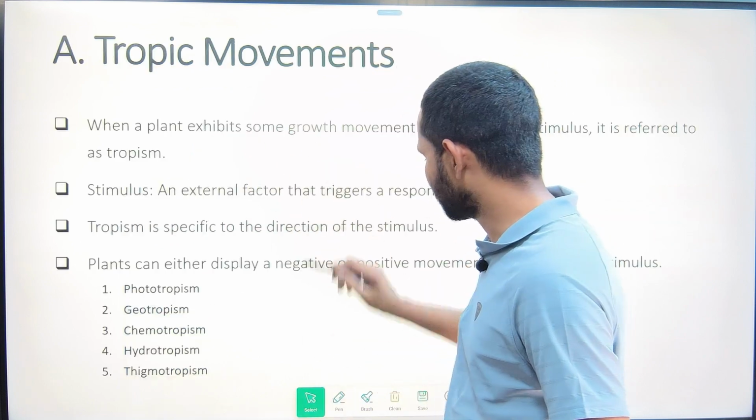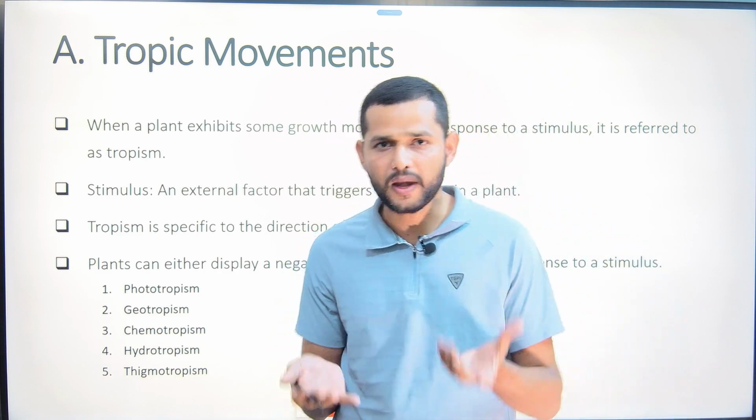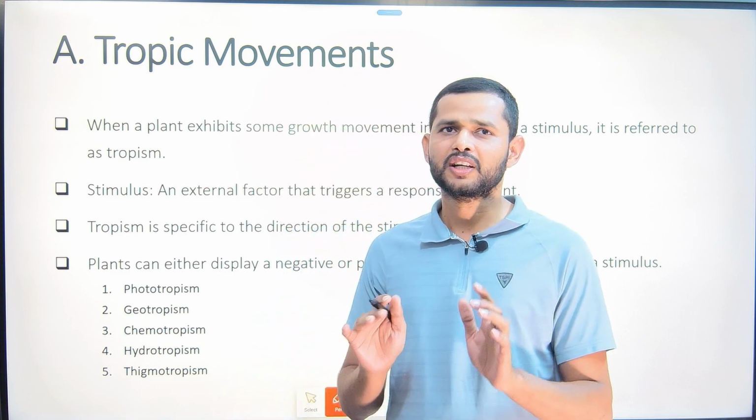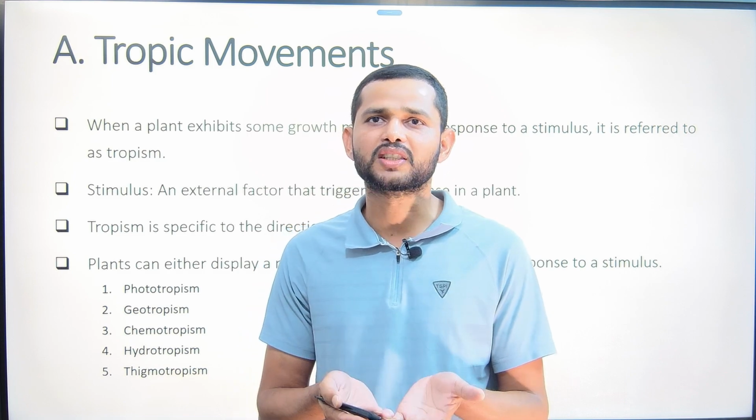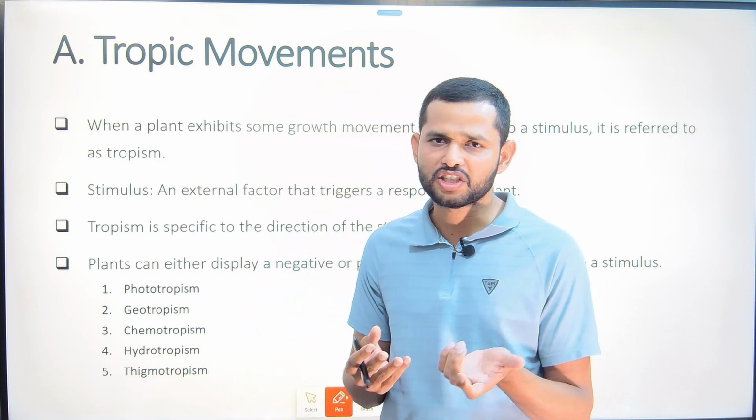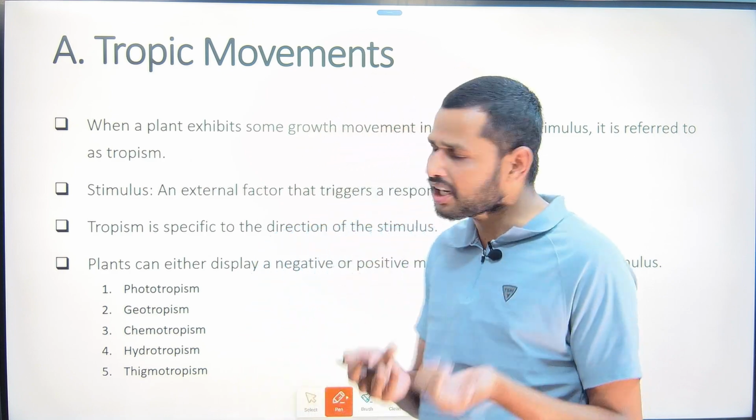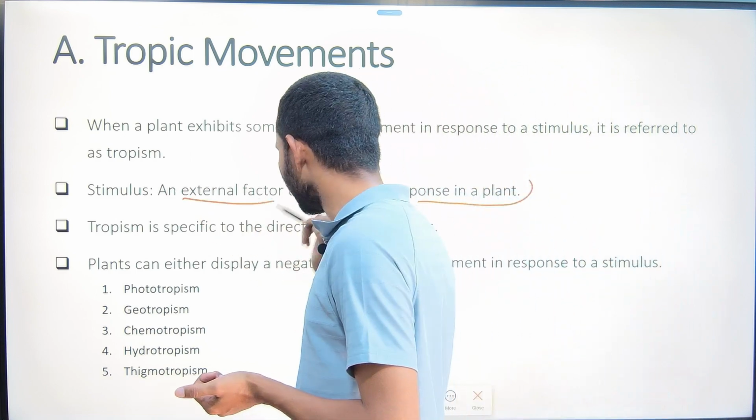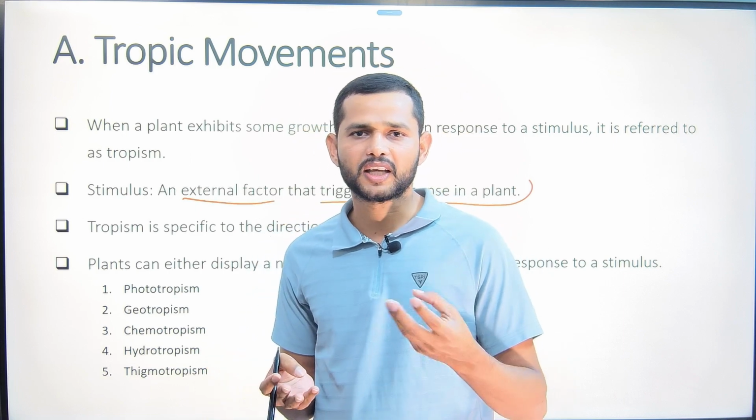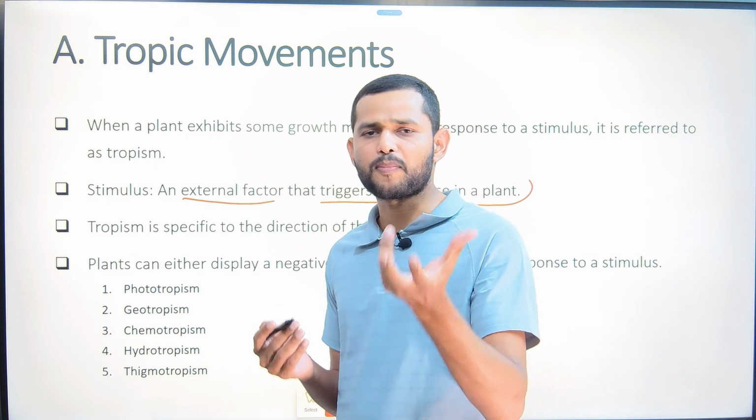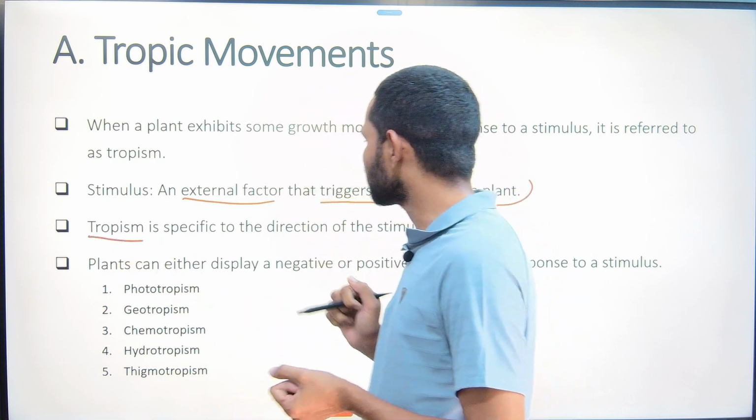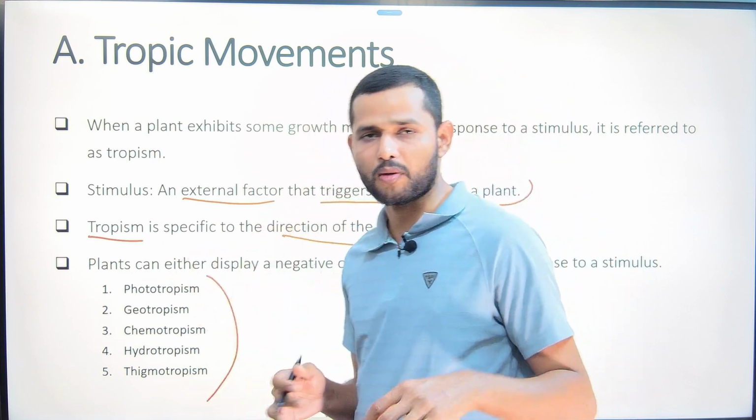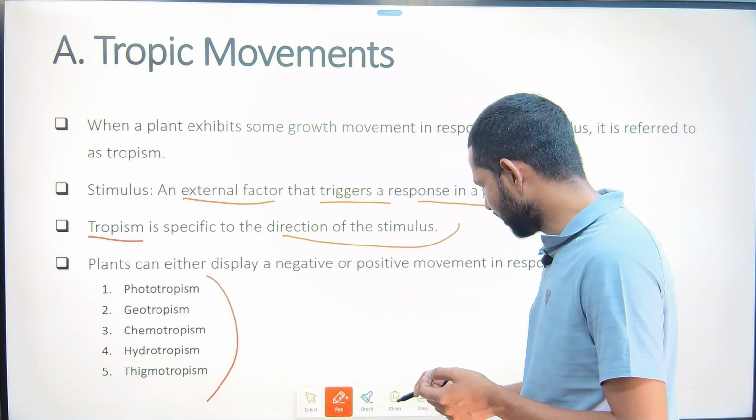So what are tropic movements? I already explained: tropic movements are directional movements dependent on growth. When a plant exhibits growth movements in response to a stimulus, it is referred to as tropism. A stimulus is an external factor that can trigger a response in plants. It can be water, gravity, a chemical, or some other support system. Tropism is specific to the direction of the stimulus. We will discuss these movements one by one.